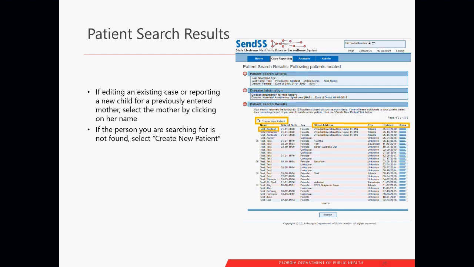So the first thing is that you might find a person that already matches who you're looking for. Either you already entered a case for this person or maybe somebody else did. If that's the case, then you can click the name of the person and enter that record and then add a new report or edit your existing report. The option that I'm going to show you today is really creating a new patient. So this is someone that you've searched for, you didn't find a match or a match that you think is correct, and so you are creating a new patient.